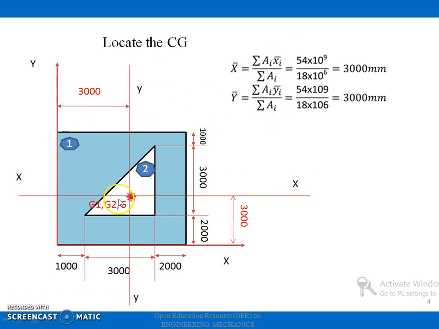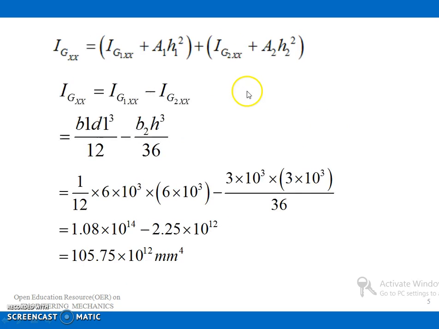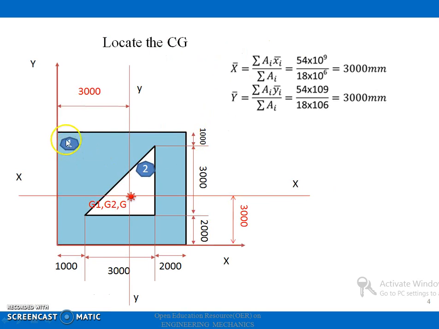Similarly, H2 is the distance between the center of gravity of section 2 and the center of gravity of the composite section. That is also equal to 0. So I can write that this term becomes 0 and this term becomes 0. Finally, I can write Igx is equal to Ig1xx plus Ig2xx. That means it is the moment of inertia of section 1 about its own center of gravity plus the moment of inertia of section 2 about its own center of gravity.